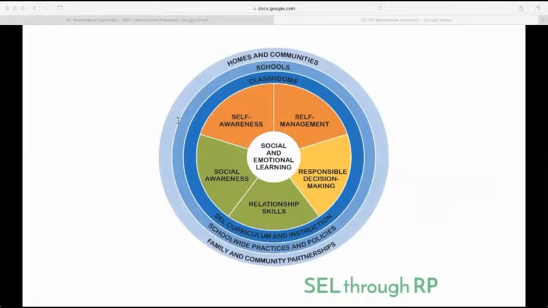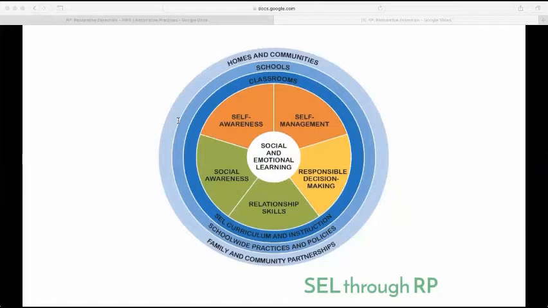The Collaborative for Academic, Social, and Emotional Learning, often referred to as CASEL, created this graphic, which identifies the 5 core competency areas for social emotional learning: self-awareness, self-management, responsible decision making, relationship skills, and social awareness. Both SEL and restorative practices are used to systematically and intentionally build equitable learning environments in schools. While differing in their approaches, they share many common characteristics.